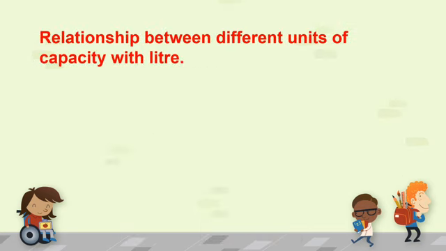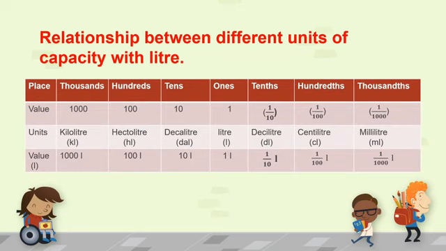Let's move on to relationship between different units of capacity with liter. And here we will understand this with the help of a table. Now this is a place value chart, or a table you can say, which will help you to understand the different units of capacity with liter. What is the relationship between the different units of capacity with liter? The units higher than liter and the units lower than liter, and you will understand their values, the place values.